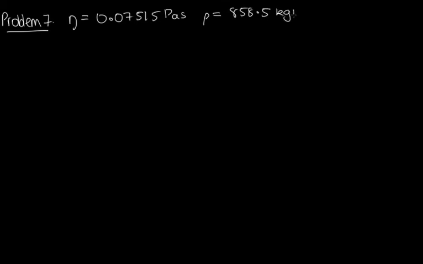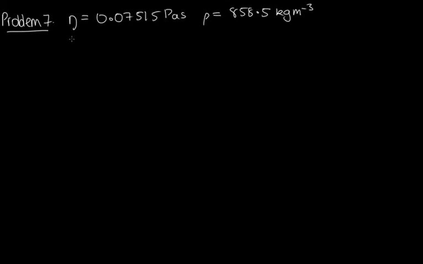Problem 7. So in this problem, we're told that crude oil has a viscosity which is equal to 0.07515 Pascal seconds. And it has a density of 858.5 kilograms per meter cubed. An oil rig is designed to pump 3 meters cubed of oil each minute.